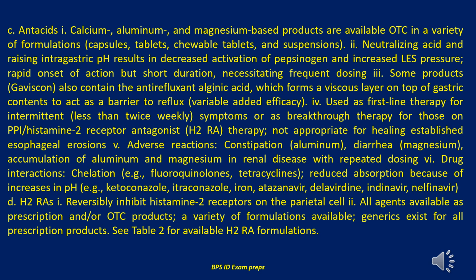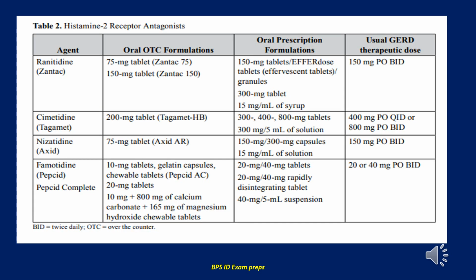D. Regarding the H2RAs. 1. They reversibly inhibit histamine 2 receptors on the parietal cell. 2. All these agents are available as prescription and/or OTC products, a variety of formulations available. Generics exist for all prescription products. See Table 2 for available H2RA formulations. Briefly pause the video and carefully scrutinize Table 2 summarizing histamine 2 receptor antagonists.